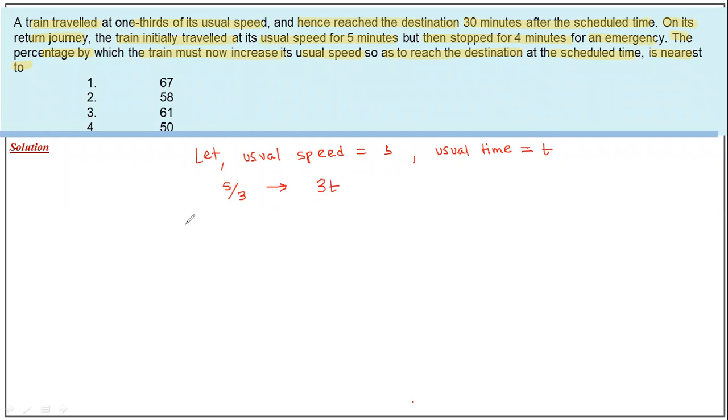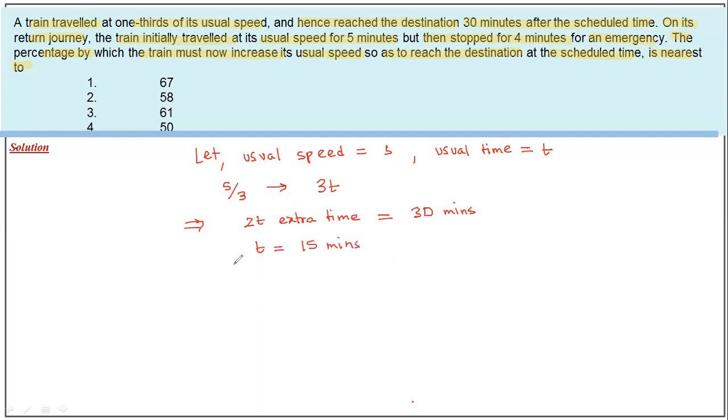So which means that 2t extra time is taken, which is given as 30 minutes. So t becomes equal to 15 minutes. This is the usual time.